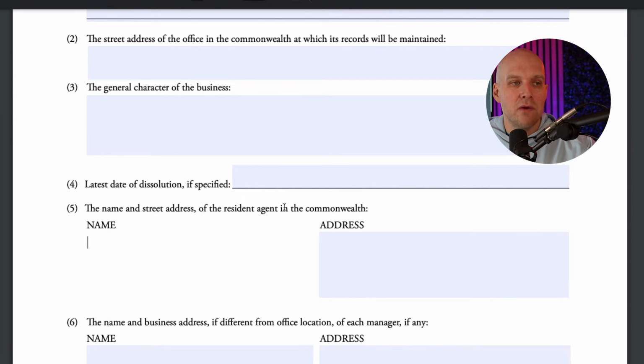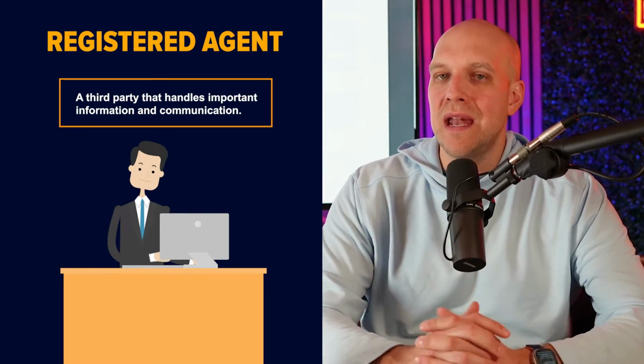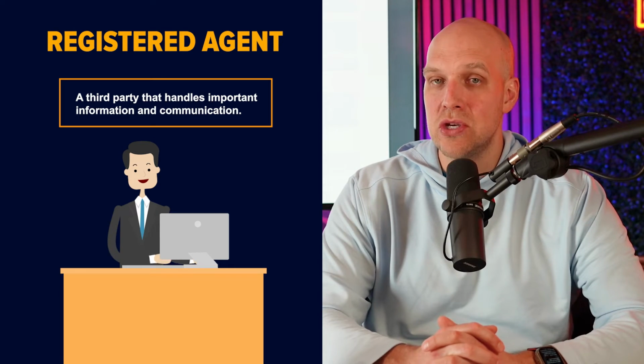All right, the name and street address of the resident agent in the Commonwealth. In Massachusetts, they actually call it a resident agent. That is a third party that handles important communication and documentation for your business. Now, in the example of you being sued as the coffee shop owner, what they're going to get is a service of process notice. That is official documentation saying that you're being required to appear at court. They're going to make sure that you get that documentation, that you have all the documents that you need when you're showing up to court. So you can understand why the resident agent is important for your business.